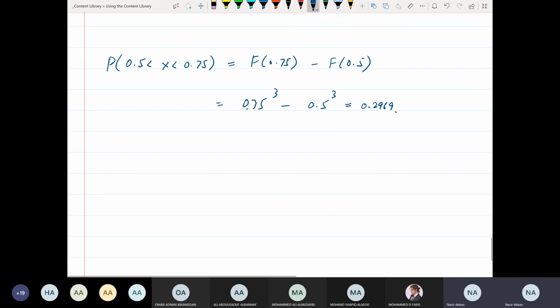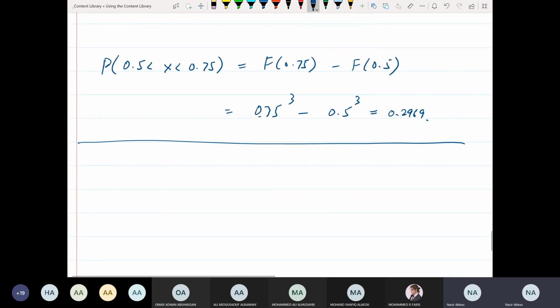Let us quickly solve another question. I have 15 minutes. Let us say your f of x is 2e to the power minus 2x. I may ask you a question in exam: is this a valid probability density function? Your answer should be yes or no. And how will you decide yes or no?